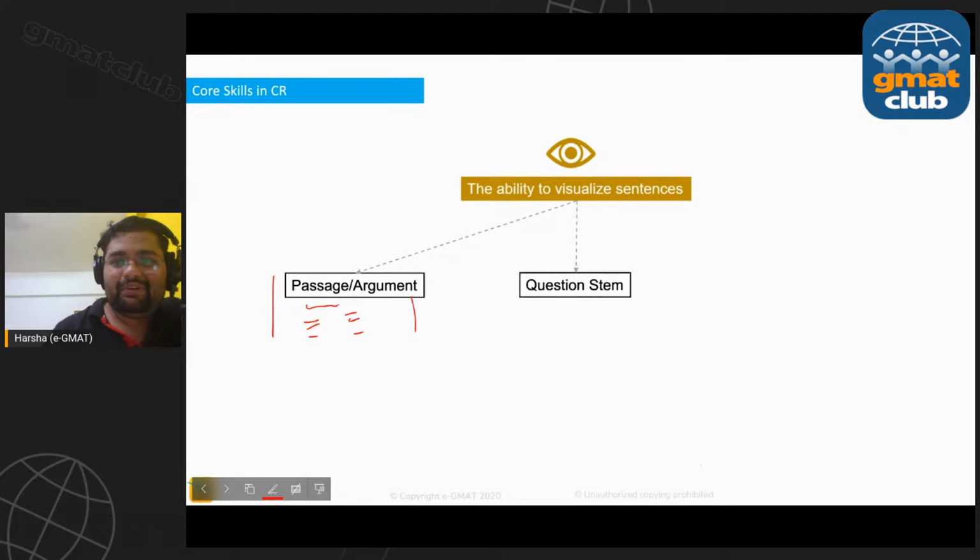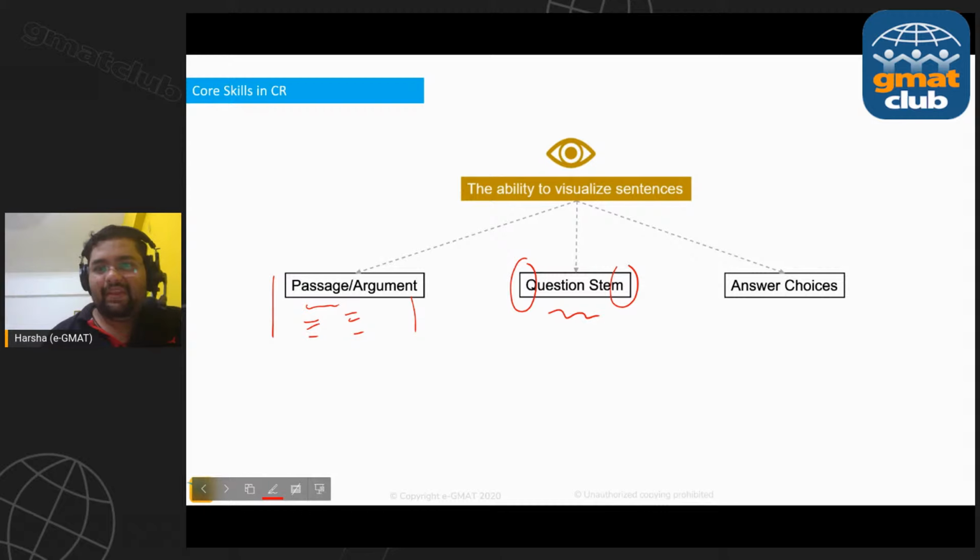But remember, your question stem is also a sentence. A lot of times, the test maker puts a trap right here. And if you're not careful, you'll fall for it. Number two, the answer choices are also sentences. So the skill that you see here, it translates to answer choices as well.